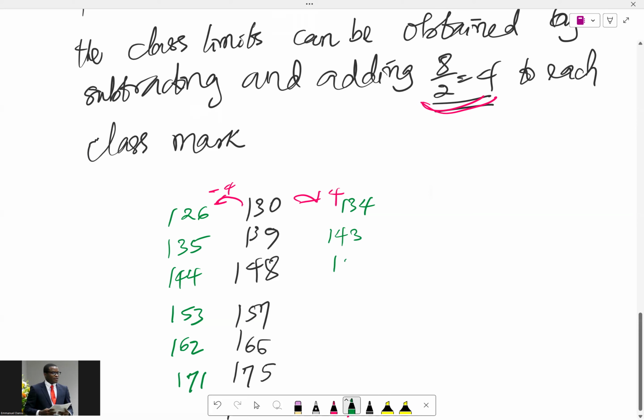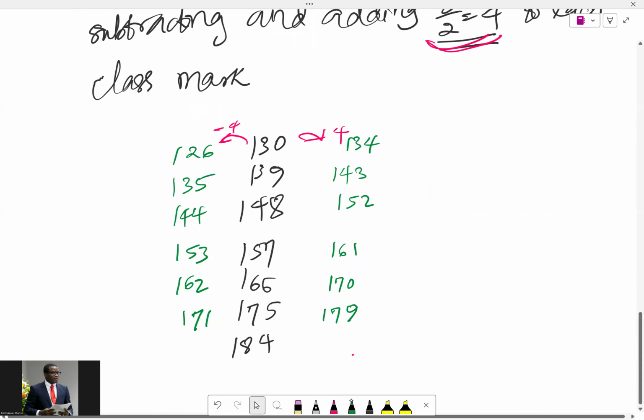And here, same. You have 152, you have 161, then you have 170, and then you have 179. Yeah, 179.